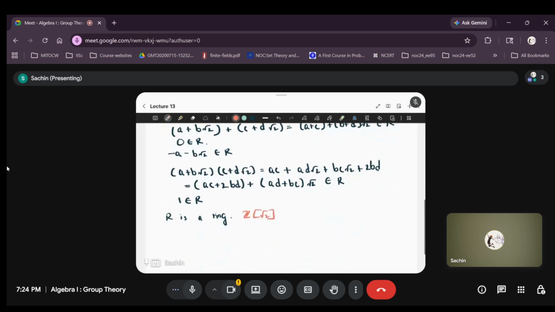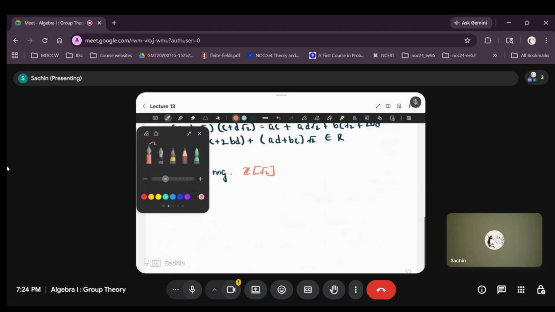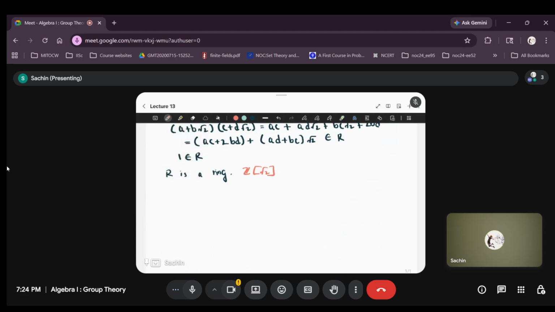Okay. Then the next set: instead of taking an irrational like square root 2, what if I took a rational number, a plus b by 2, where a and b are in Z. This is a subset of rational numbers. Is this a ring?